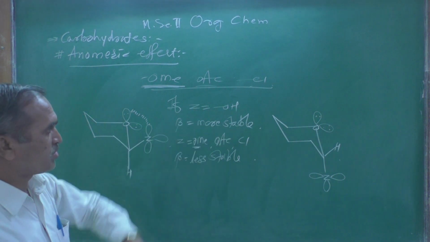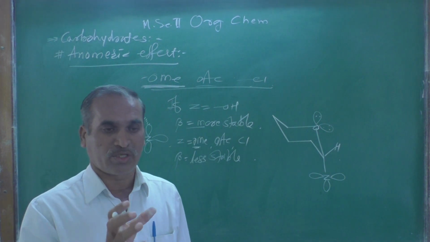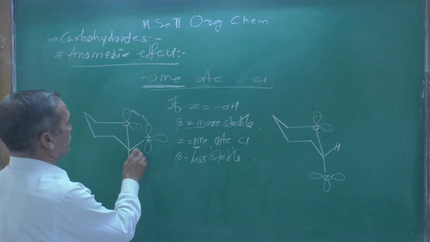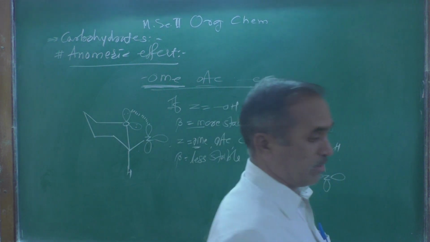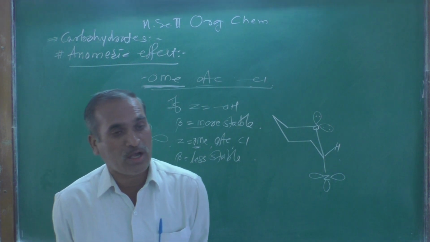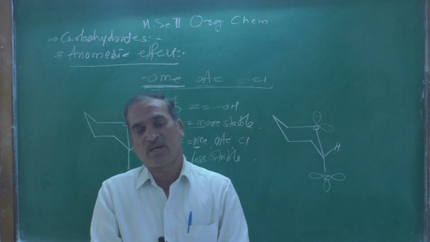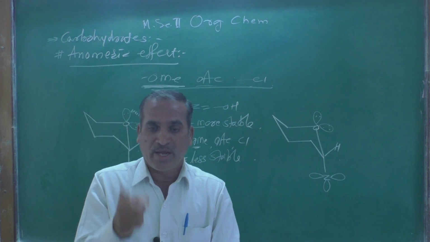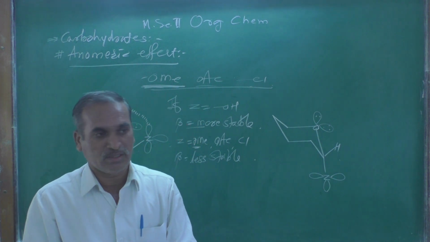Suppose there are hydroxy groups, then the bulkier group is preferred to stay at the equatorial position, and therefore the beta form of D-glucose is more stable. When there is a hydroxy group at the anomeric carbon atom, when it is present at the equatorial position, at that time the beta form is more stable than the axial.